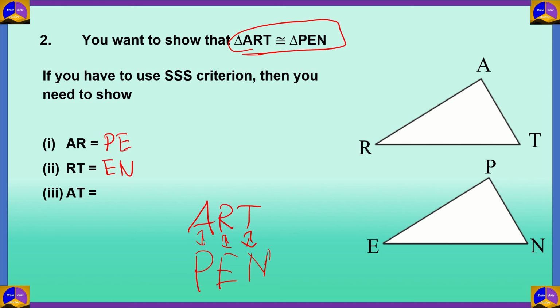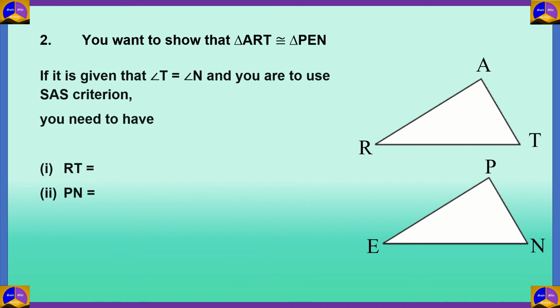So RT is equal to EN. And then third, AT. A is equal to P and T is equal to N. So AT is equal to PN. This is the answer of the question. AR is equal to PE, RT is equal to EN, and AT is equal to PN. Next question. If it is given that angle T is equal to angle N and you are to use SAS criterion, you need to have 1. RT is equal to, 2. PN is equal to.